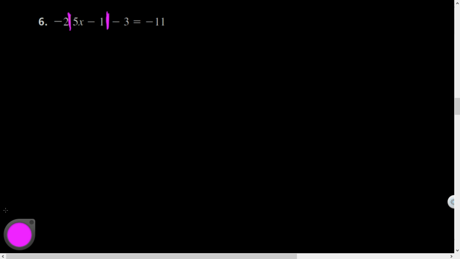Look out, boss fight. I've got negative 2 being multiplied by the absolute value, and I'm subtracting 3 from it. Which do I deal with first, multiplication or subtraction? For solving, remember we SAD MAP. So I deal with the subtraction before I deal with multiplication. What's the inverse of subtracting 3? Add 3.